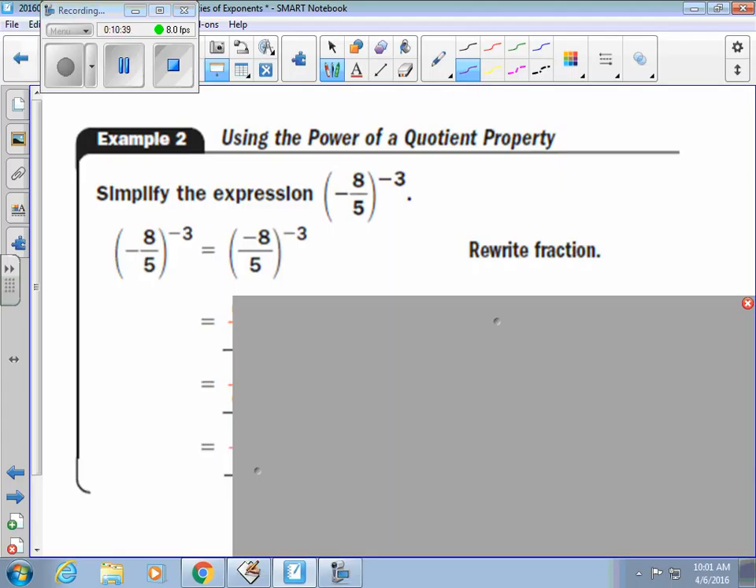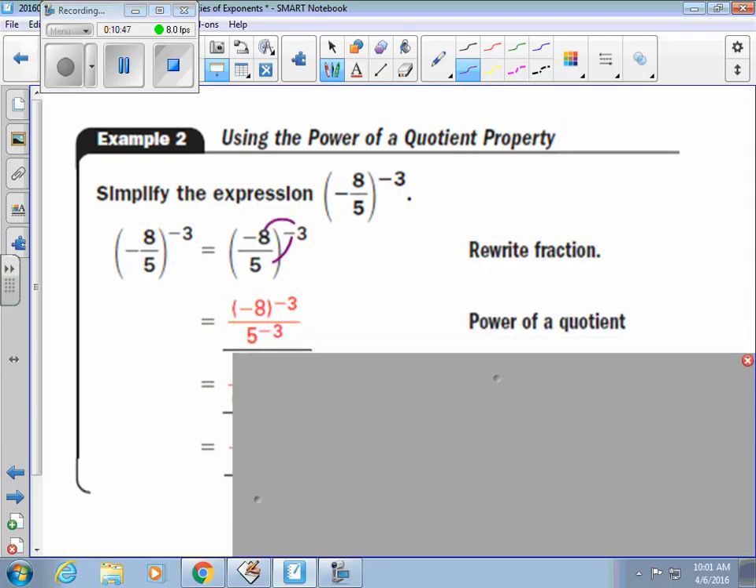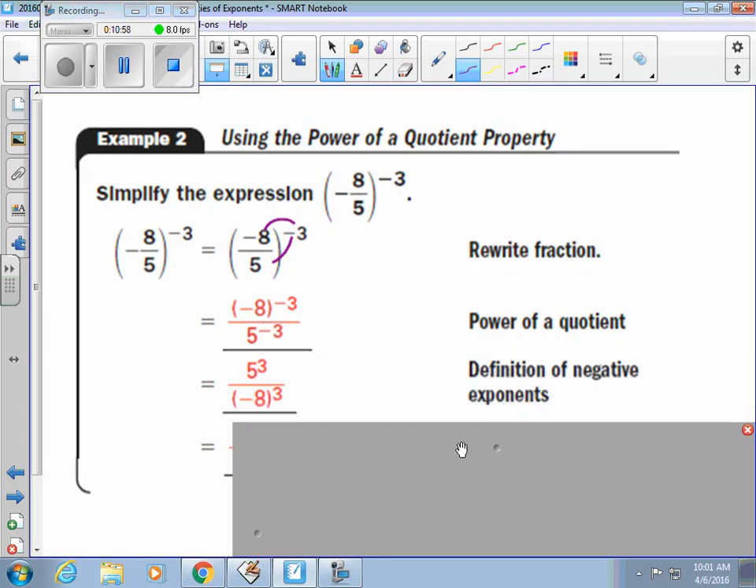Remember, just like the distributive property, everything is getting a negative third power. This is getting it, and this is getting it. So negative 8 to the negative third and 5 to the negative third. Now, both of those are being raised to a negative exponent, which means both of them need to ride the elevator. Negative 8 needs to go down. Positive 5 needs to go up. Notice on this one, it just becomes a reciprocal, and the negatives become positive. 5 to the third over negative 8 to the third.